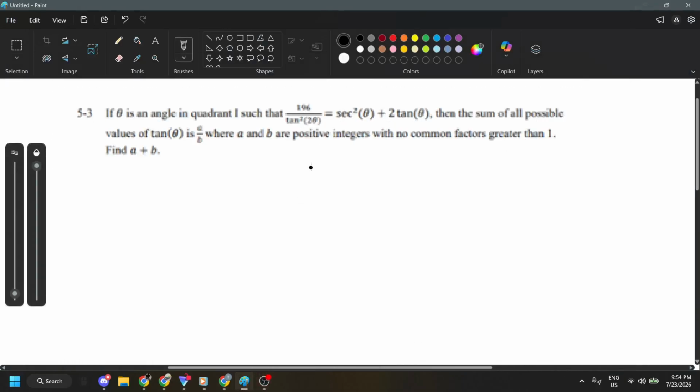If theta is an angle in quadrant 1 such that 196 over tangent squared of 2 theta is equal to secant squared of theta plus 2 tangent theta, and the sum of all possible values of tangent theta is a over b, where a and b are positive integers with no common factors greater than 1.